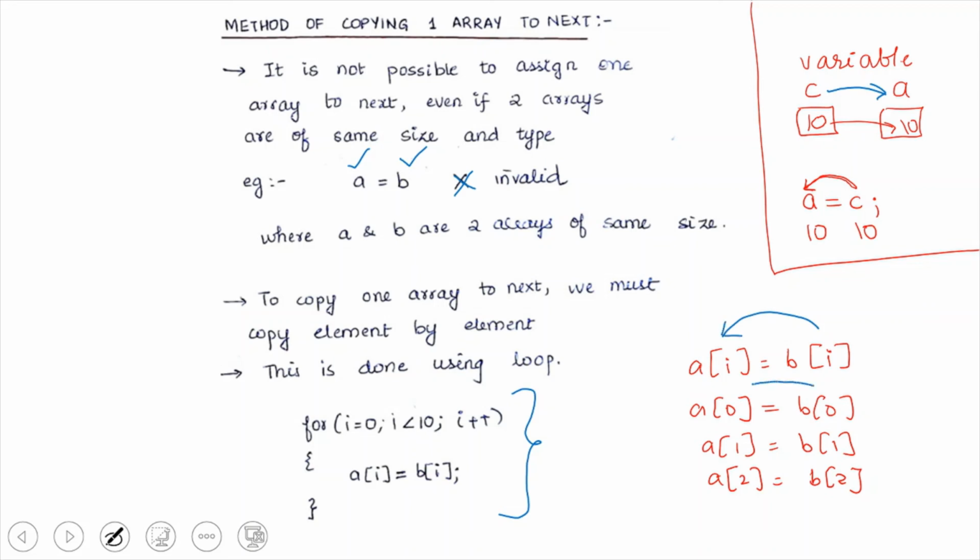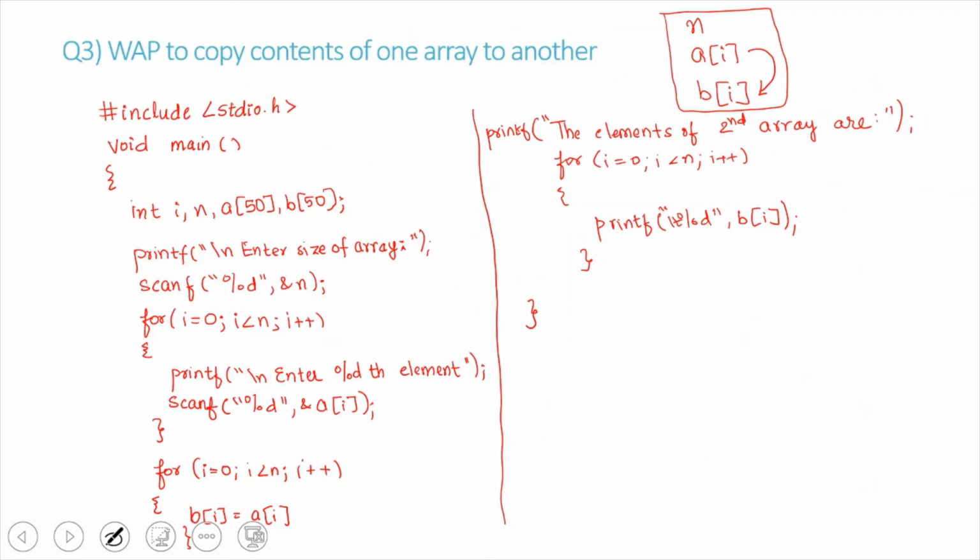So here B of 0 will be copied to A of 0. Then the next element B of 1 will be copied to A of 1. B of 2 will be copied to A of 2 and it will go on. So this is the original program for that. So this is the line where the values in the array A are copied to B. Then we will print that final array.